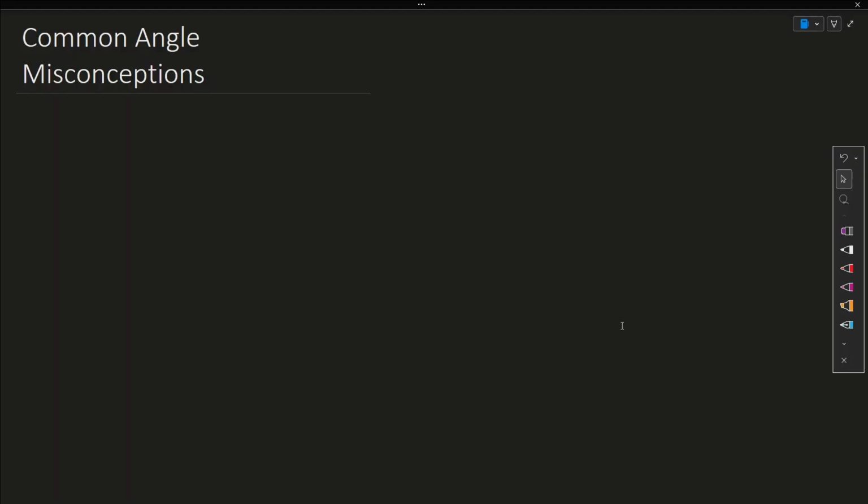Let's look at some common mistakes students make when thinking about angles. Imagine these two angles labeled A and B. Both angles have the same measure, but one has longer rays than the other. We have two students looking at this problem, trying to determine the measure of these angles in relation to each other.